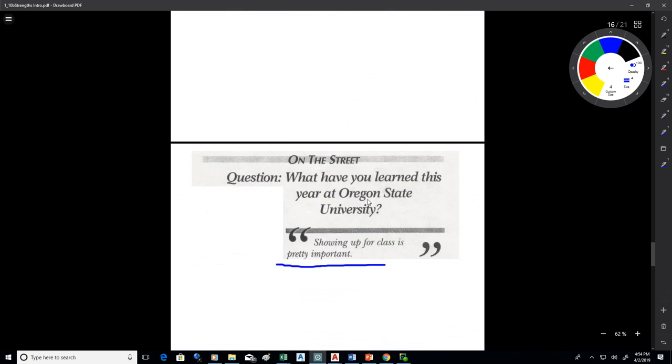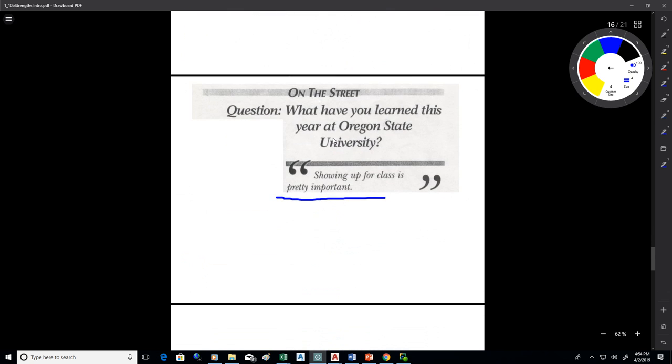Okay, just some advice for the class. Here's one, what have you learned this year at Oregon State University? Showing up for class is pretty important. So, please come to class and engage, learn in an active way. That's the best way to learn. If you're online and doing the class online, set up a schedule so you're watching all the sessions at a regular time so you're keeping up with that, okay?